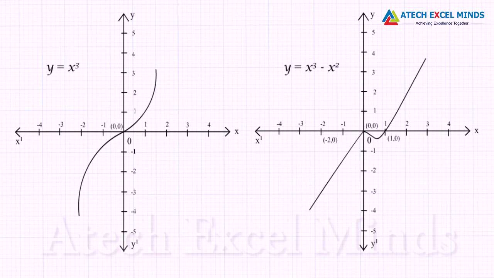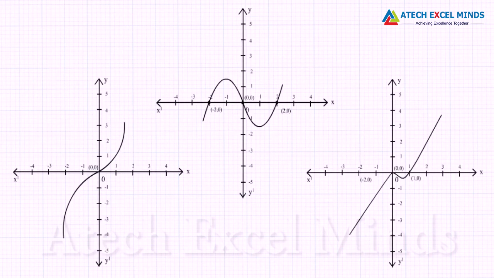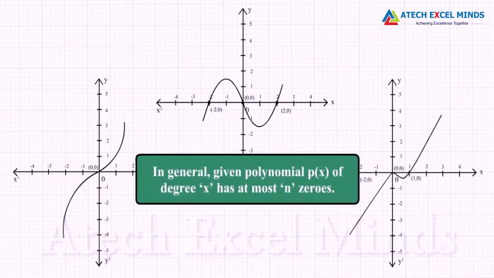From these examples, it is clear that there are at most 3 zeros for any cubic polynomial. In general, a given polynomial p of x of degree n has at most n zeros.